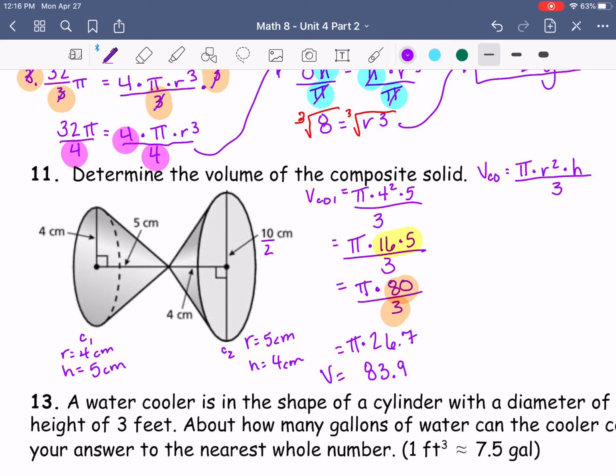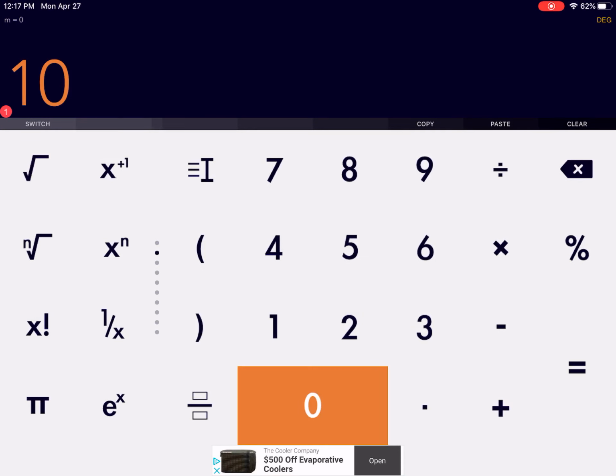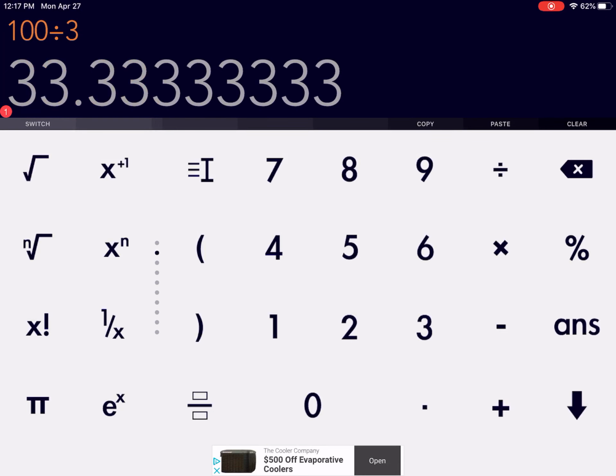Okay, now on to the volume of cone 2. Right, so pi times our radius is 5, so 5 squared, times the height, which is 4, divided by 3. 5 squared is 25. Okay. 25 times 4 is 100. Okay. And 100 divided by 3 is 33.33333.